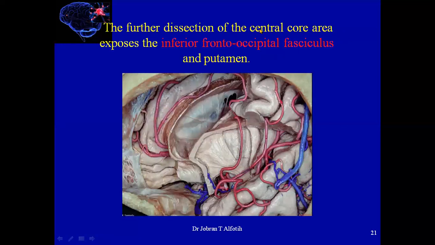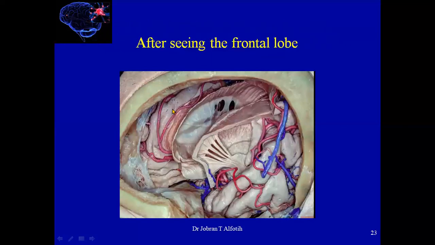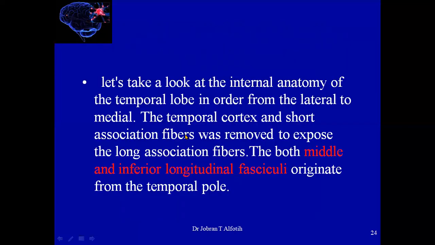After further dissection of the central core area, we can expose what's called the inferior frontal occipital fasciculus, and also the putamen. Putamen is here. So after seeing the frontal lobe, this is the frontal lobe. After dissecting all the fibers, we move to the temporal lobe.